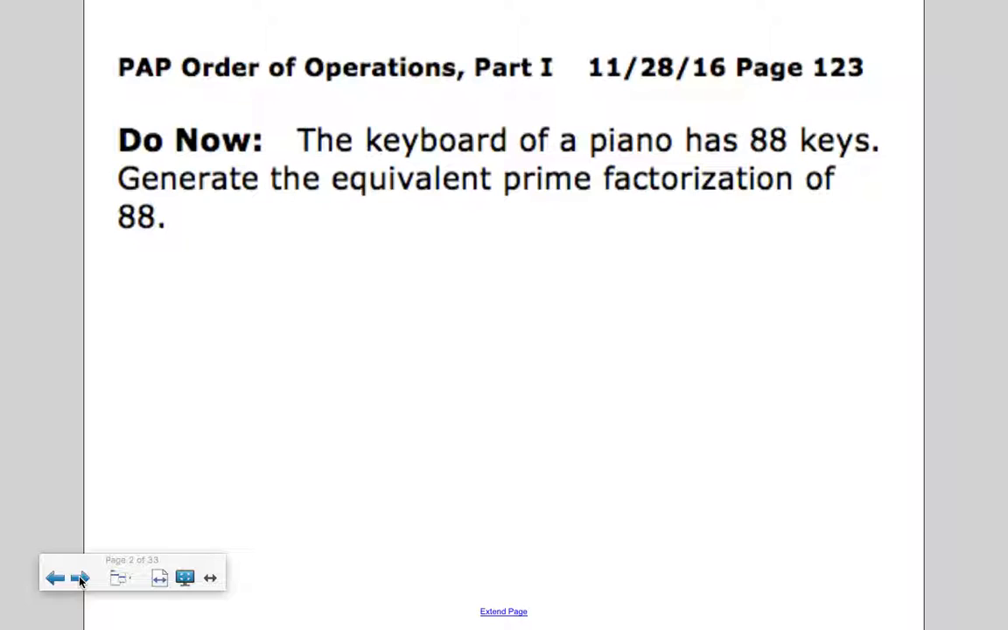So let's look at our do now, or warm up. The keyboard of a piano has 88 keys. Generate an equivalent prime factorization of 88. Well, can you break this down into prime factors? It can be broken into 8 times 11. And I know 11 is a prime number because I cannot break it down into any more factors. 8 is 4 times 2.